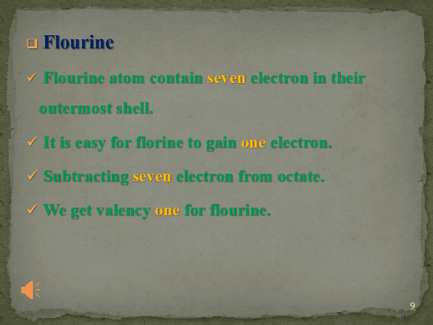Simultaneously, students, you can check the valency of oxygen also. Oxygen has 8 electrons, and 2 are filled in K shell and 6 are filled in L shell. So we are getting the valency 2. We can subtract the 6 electrons from the octet and we get 2. So the valency of oxygen will be 2. Similarly, students, you can check for different elements, and this is how we can find the valency of an atom.